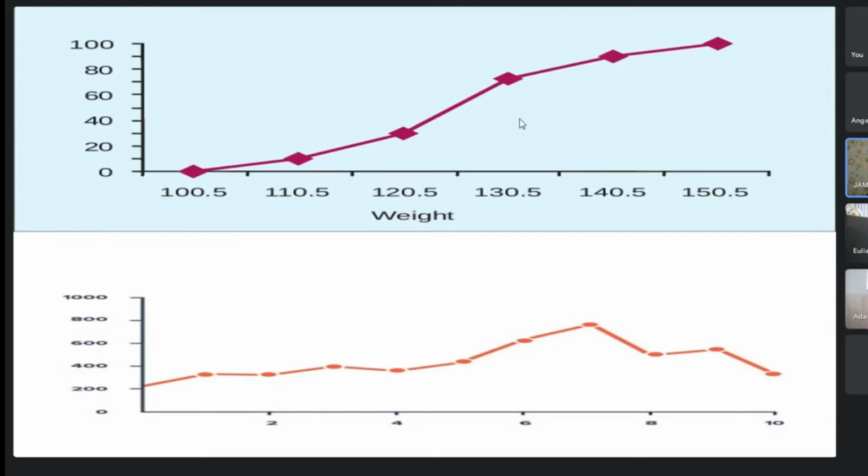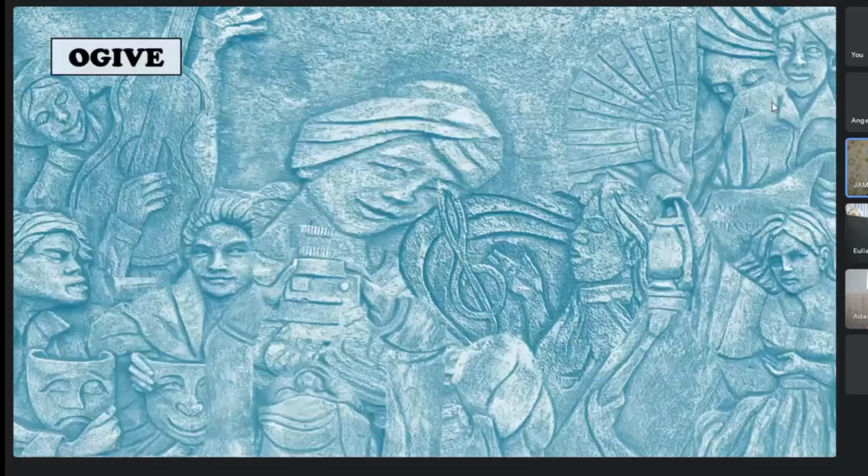Okay. Good observation, Angela. So the direction of the lines in a line graph, it can go up and it also can go down. While in the ogive, it only goes up.